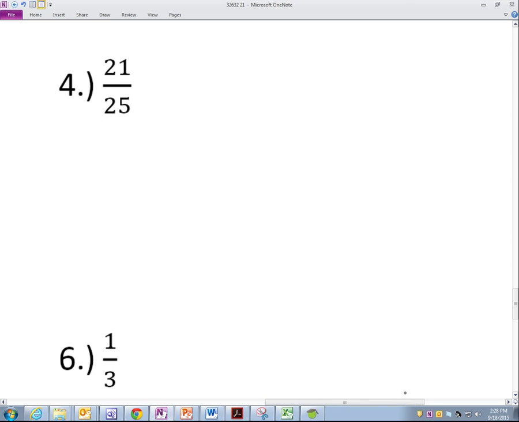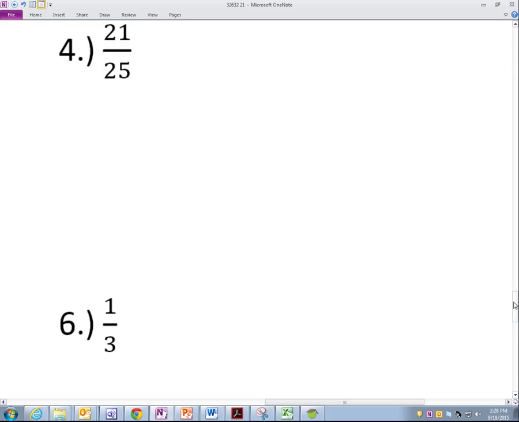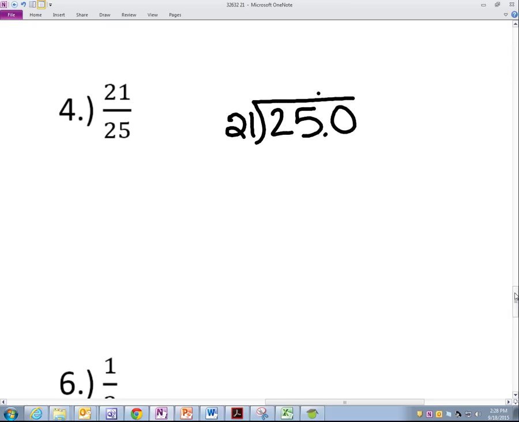Next one, 21/25, or 21 over 25. It won't go, so right away I have to make it a decimal. And if I wanted to, I could put a 0 above that too, but I know that 0 point something is still less. You can if you'd like to. It's the same thing. Yes. Did I do it backwards? I did it backwards.